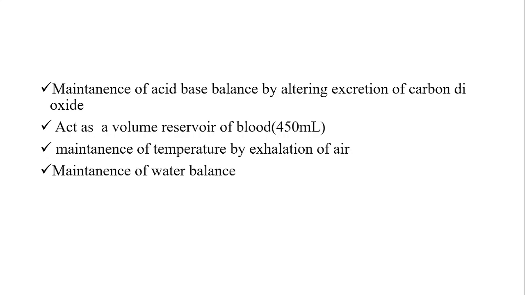That means if in any instance the carbon dioxide content is decreased in our body, the body will go into an alkaline state, which means there is an increase of pH, and in that case the respiratory tract will decrease the rate of respiration, and that's how it will again bring the pH to a normal level. This is the contribution of the respiratory system to the maintenance of acid-base balance. And it can also act as a volume reservoir of blood, because it contains almost 450 ml of blood among the 5 liters of total blood in our body.